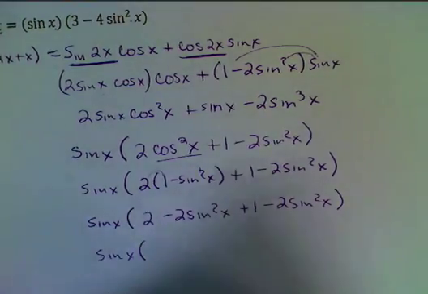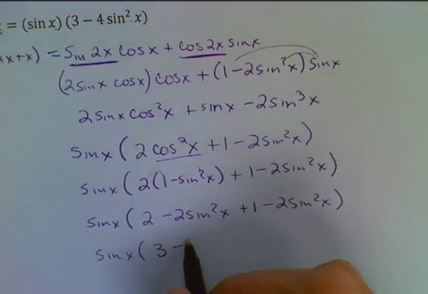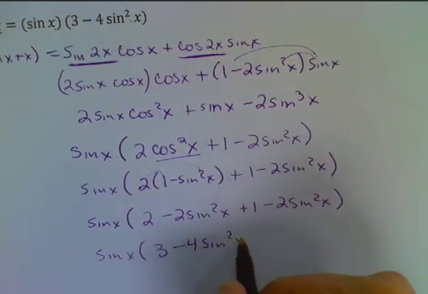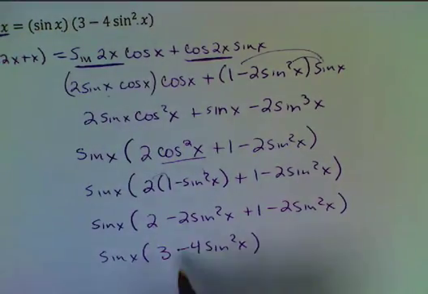So I have the sine of x out in front. I get 3. When I add these together, they're like terms, I get negative 4 of them. And that's where I was trying to get to. Sine of x times 3 minus 4 sine squared. I'm done.